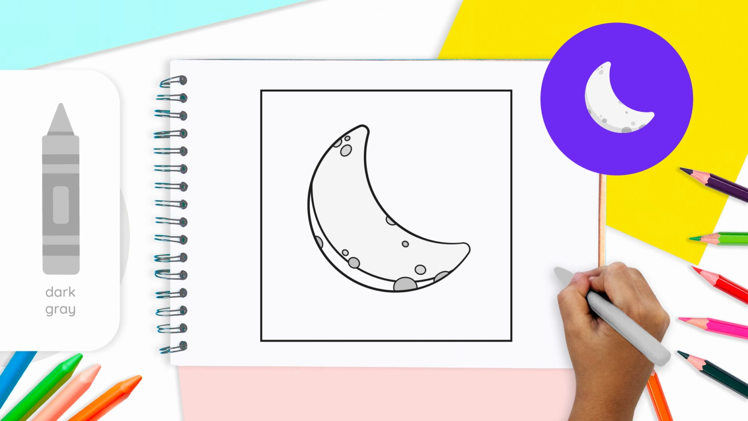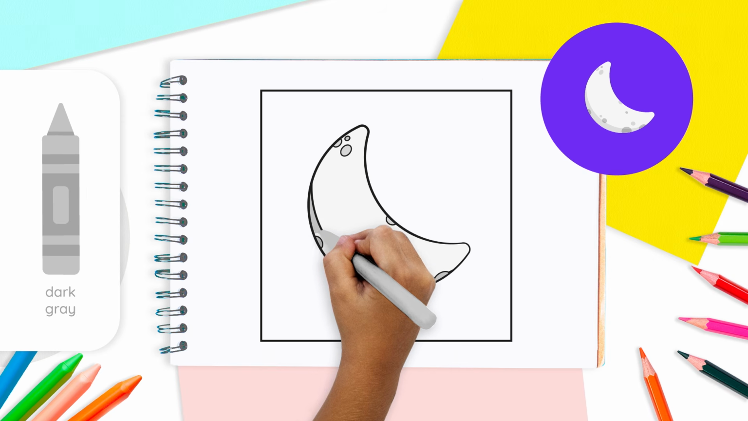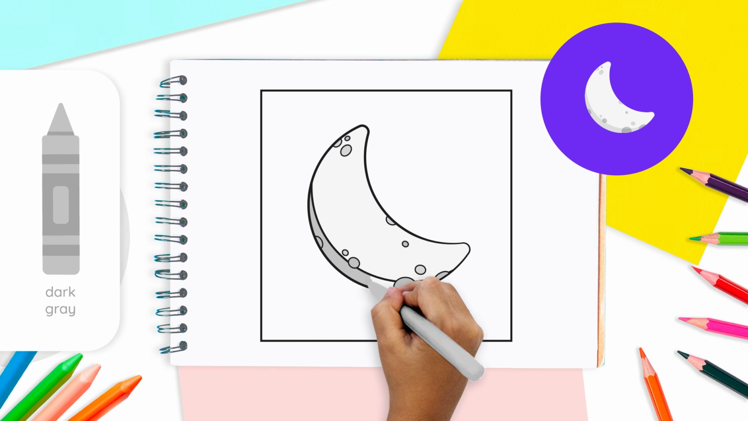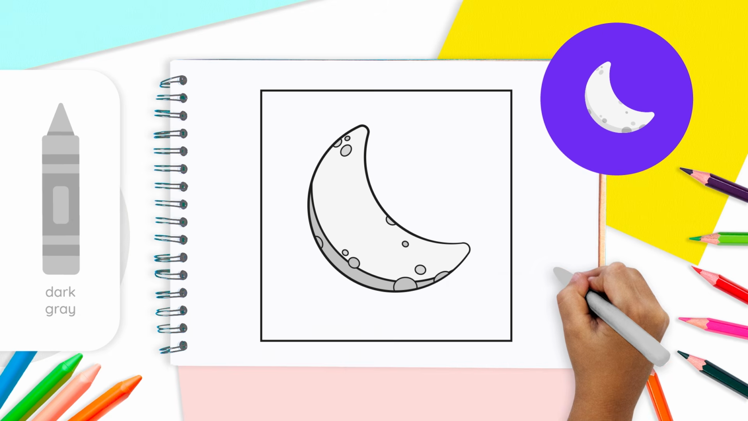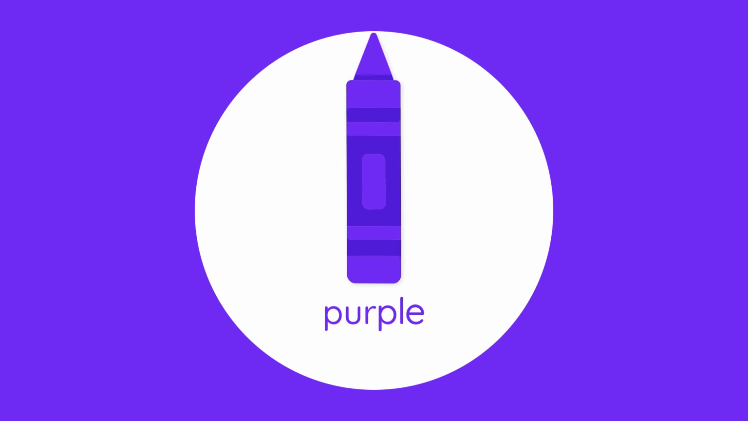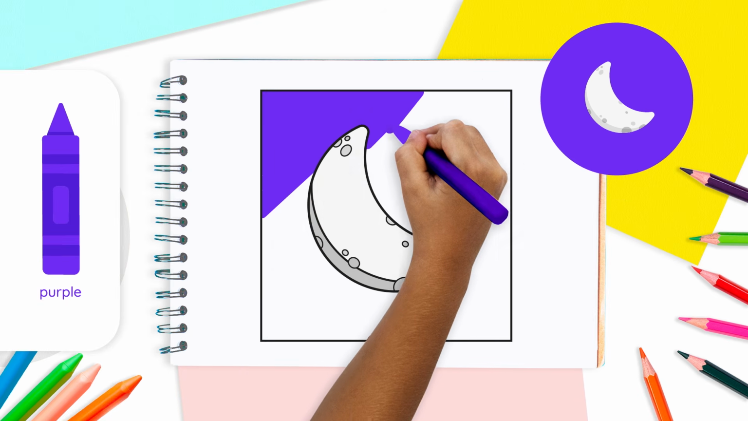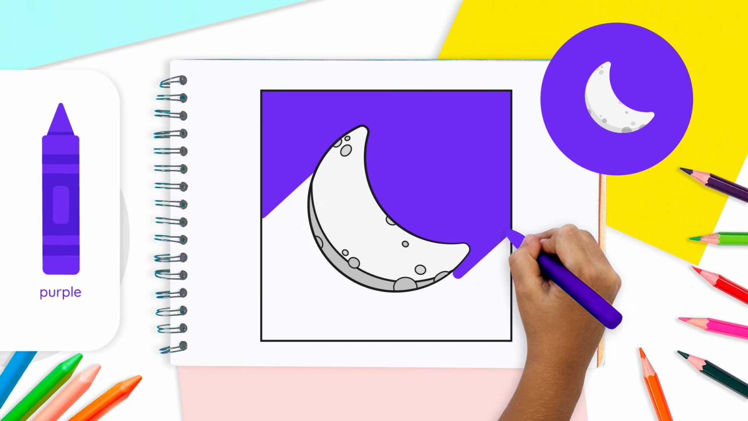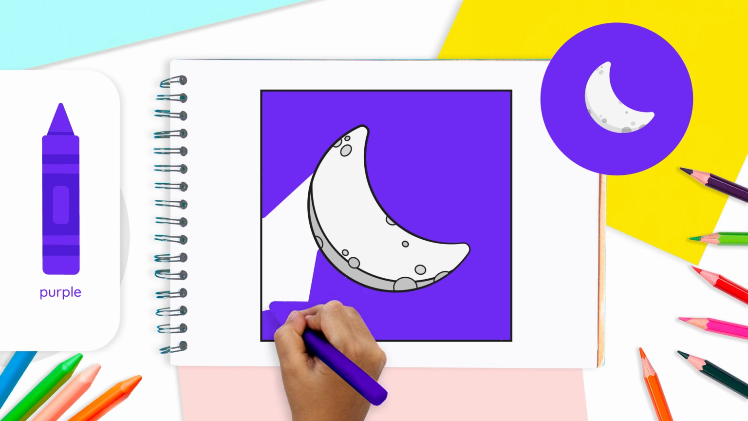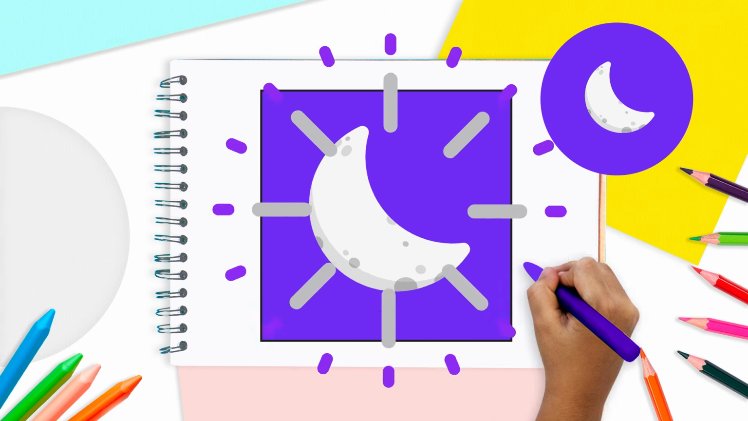Use that same crayon to also shade our shadow, which is the small part between the main curve and the little curve we drew earlier inside our moon. Finally, take your purple crayon and color the background. Again, make sure to color around our beautiful moon. Well done, everyone!